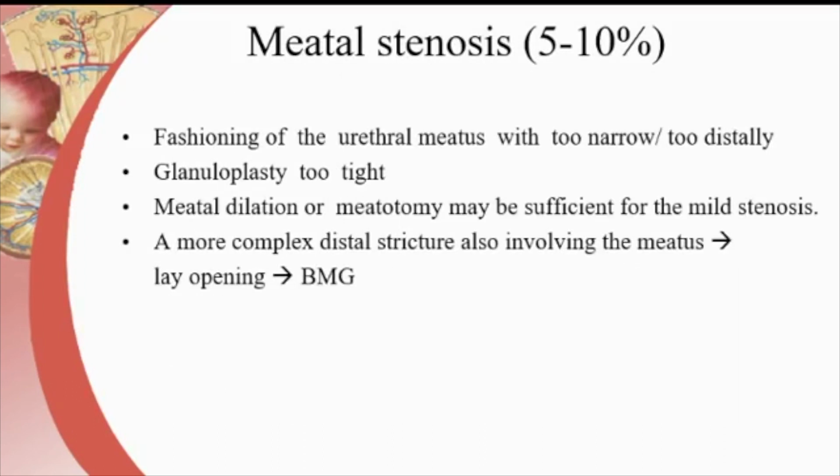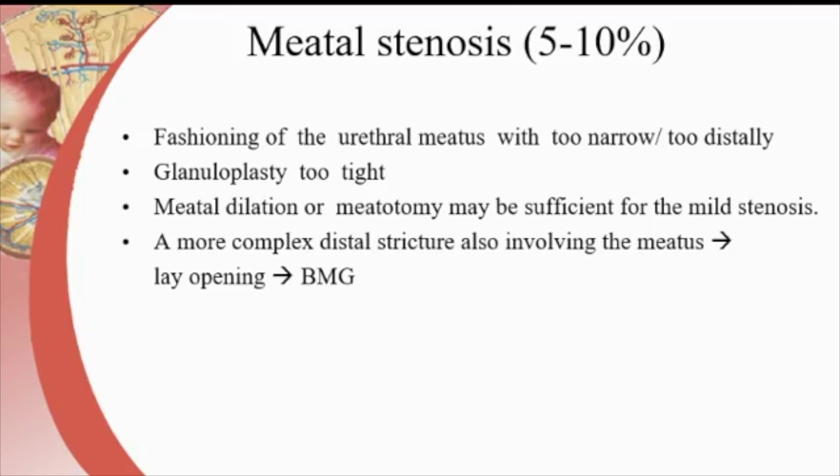Meatal stenosis is particularly because you have taken the incision too far distally, like what I told you, you have taken it beyond point B towards point A. So you want to make the meatus more and more distal, and you end up having a meatal stenosis. Or if the glans plasty is too tight, the glans is not wide enough, then you may end up having a meatal stenosis, like with a flat glans or a poor urethral groove. So these are the conditions.